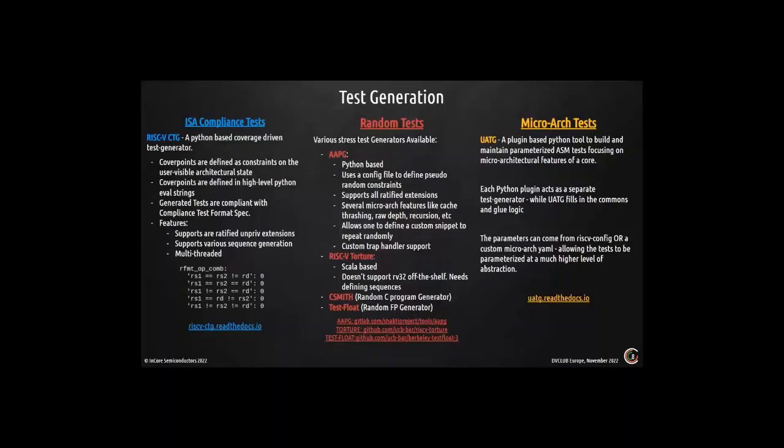We've also created a tool called UATG, which stands for Microarchitectural Test Generator. Instead of parameterizing assembly programs, we raise the level to Python, and we parameterize Python code, Python plugins, to generate assembly programs, right? And these plugins receive configurations from the RISC-V config or core config from a particular core, and therefore are able to tune the generated assembly as per the choices made by the DUT.